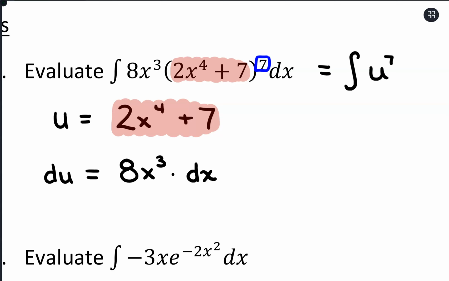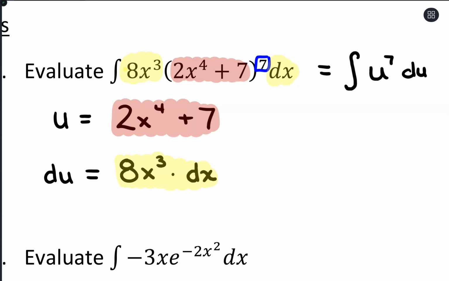Now, the other pieces that aren't accounted for are the 8x cubed and the dx. So the 8x cubed dx, we see how that can be replaced with just du. So I'm going to have the antiderivative of u to the 7th du. With those two pieces, I've now covered that entire integral.